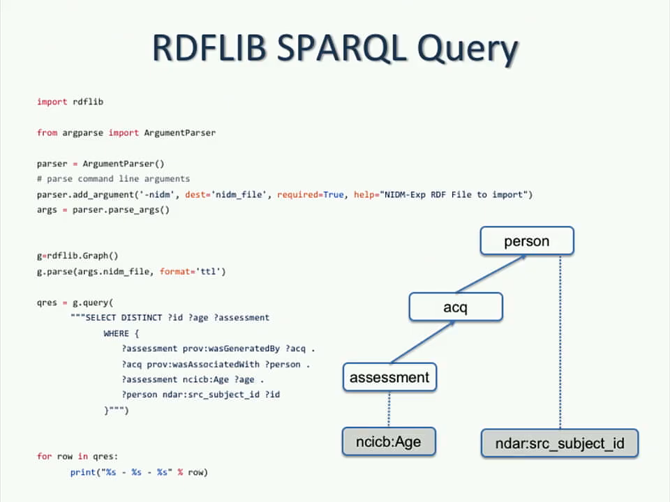But if you want to experiment with SPARQL, in a SPARQL query you're trying to do a graph match, right? This statement down here basically says I have a person that has an associated acquisition, which has an assessment related to that, which is age, okay? And this person also has a subject ID, right? So it's going to look through its entire graph and ask, do I find graph structures that match that? And if so, I will return them.